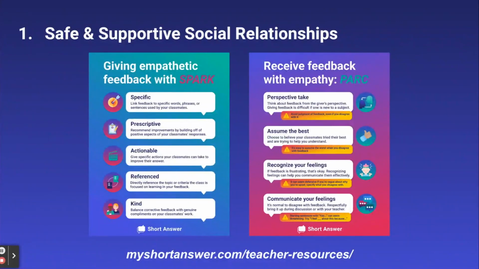So the first one is foundational, really, for anything in your classroom, not just developing student agency in kids. Kids need to feel comfortable and to have safe and supportive social relationships in the classroom if they are going to be able to give feedback openly, to receive feedback openly, and to develop that sense of agency that we're talking about in this video.